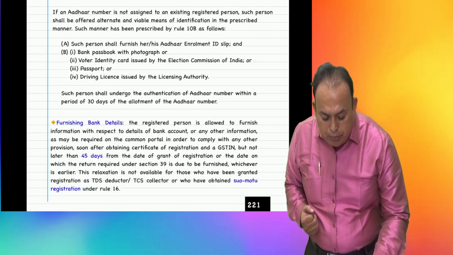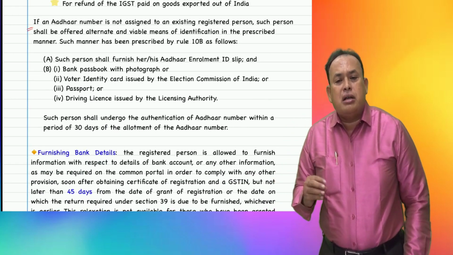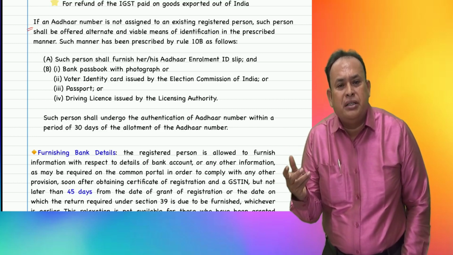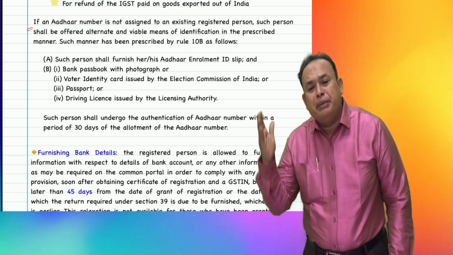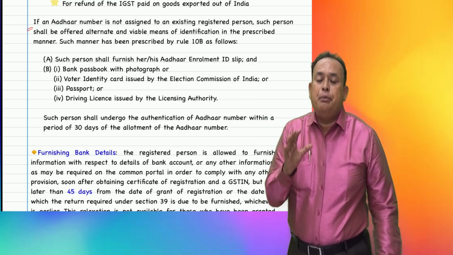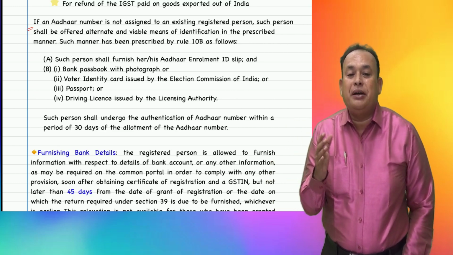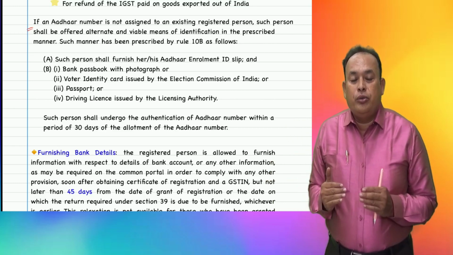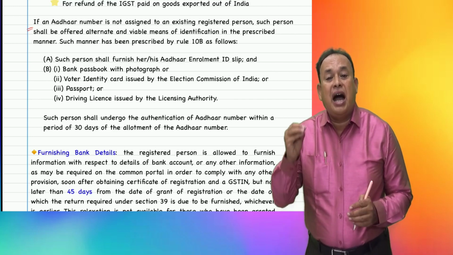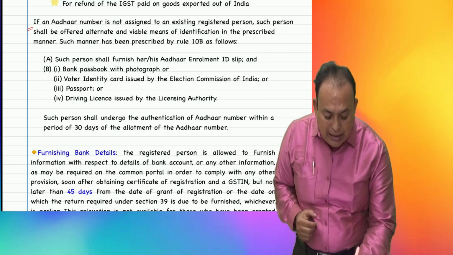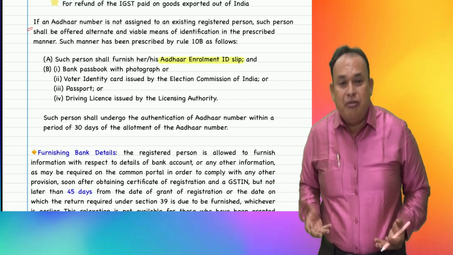Look here: if an Aadhaar number is not assigned to an existing registered person, such person shall be offered alternate and viable means of identification in the prescribed manner. Such manner has been prescribed by rule 10B of the CGST Rules. What are they? Such person shall furnish her or his Aadhaar enrollment ID slip. That means you might have applied for Aadhaar, but you do not presently have Aadhaar authentication.